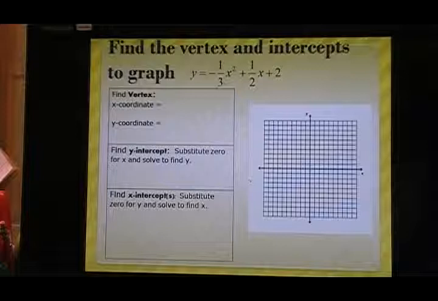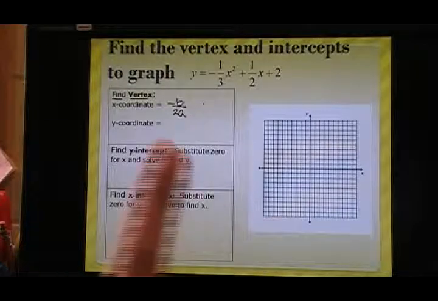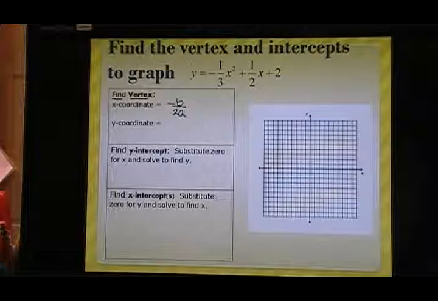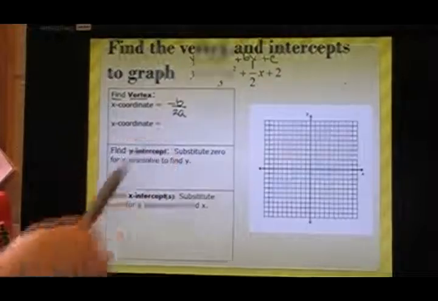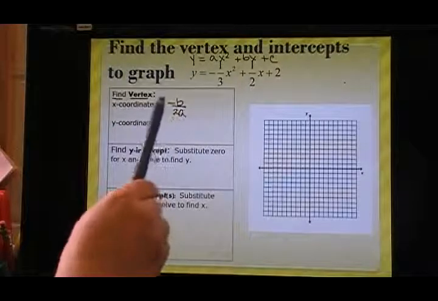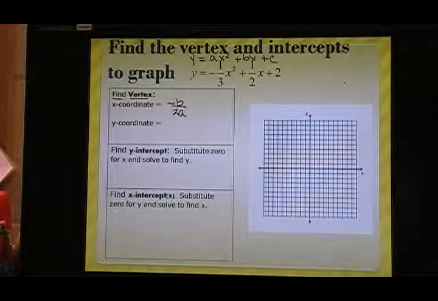Okay, so here we've got one with some fractions. Don't be afraid of fractions, just go with it. Again, if I want to find the vertex, I can use this formula, opposite of b over 2a, only if my equation is in the form y equals ax squared plus bx plus c. Which this is in that form. If you want to use this formula for the x-coordinate of the vertex, you cannot get rid of those fractions. You have to leave them in there for now.